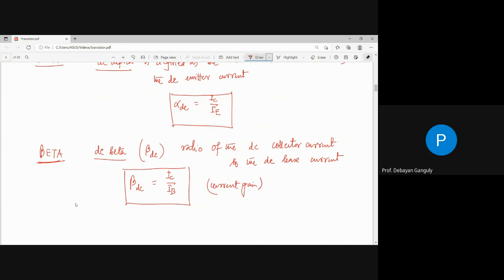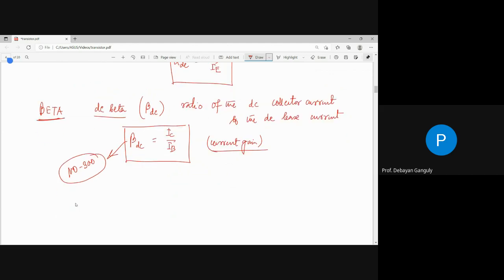This is called current gain because a small base current will produce a much larger collector current. Because this is the current amplification device which I already told you. So what does it mean, current amplification device? Generally the value of beta is within the range 100 to 300. That means if I give a simple base current, it will be multiplied 100 times or 200 times, and that will give you the collector current, right?